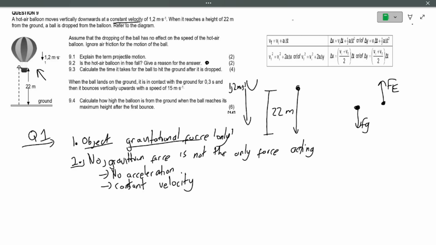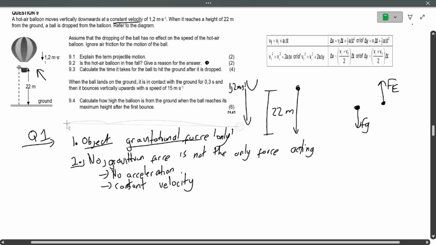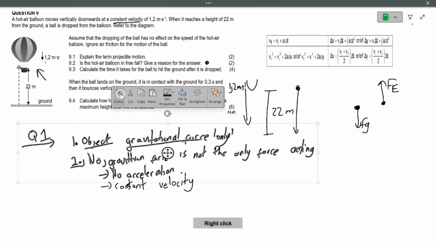So now let's go to this one. Let me just clear up some space so that for the following one, which needs more space, we can have the space there.